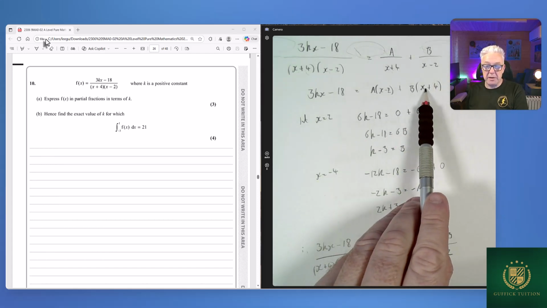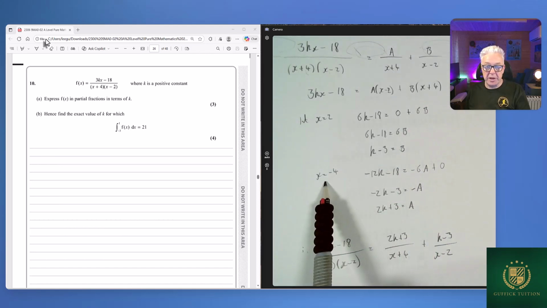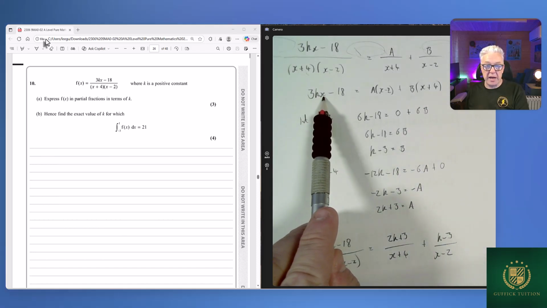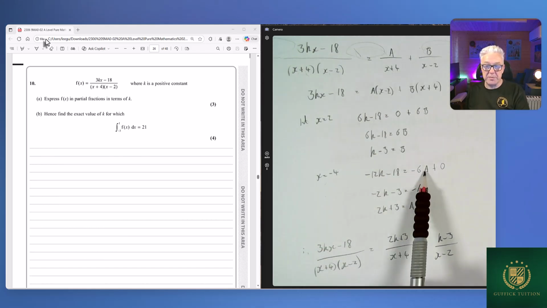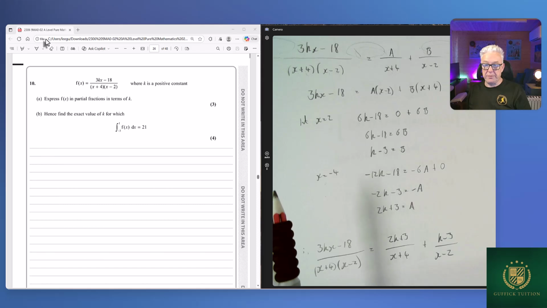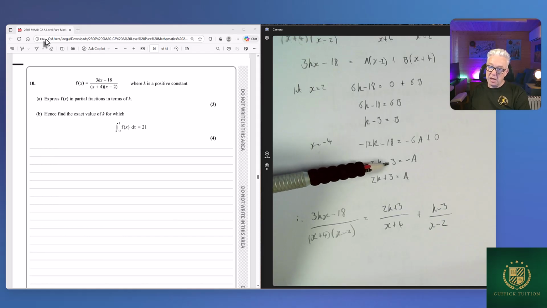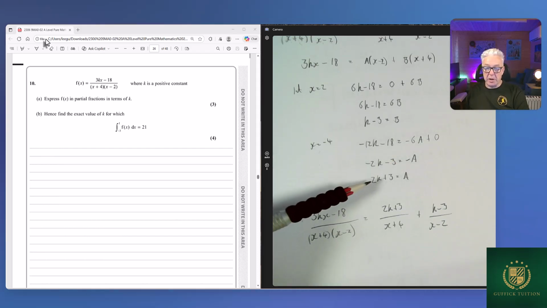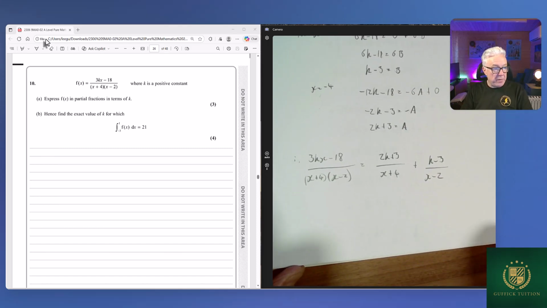Now I look at this bracket and ask what value of x would make this 0, and that would be x is minus 4. So putting in minus 4 for x, I get 3 times minus 4 is minus 12, and minus 4 minus 2 is minus 6, and that term goes to 0. We've got another common factor of 6, divide everything by 6, and I get minus 2k minus 3 is equal to minus A. Divide everything by minus 1, and I get 2k add 3 is equal to A. So when I express that in partial fractions, I get 2k add 3 over x add 4 plus k minus 3 over x minus 2.